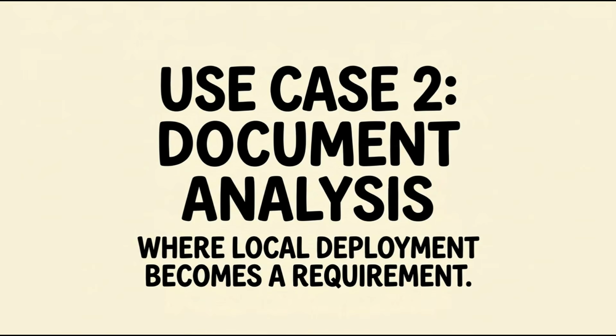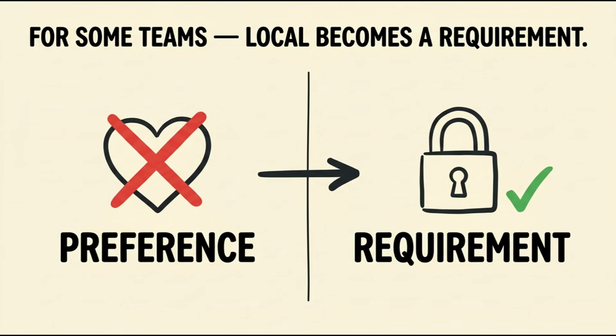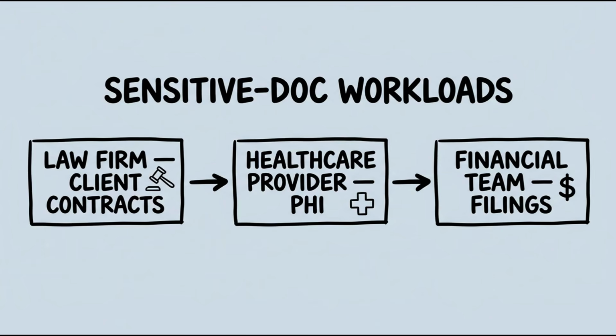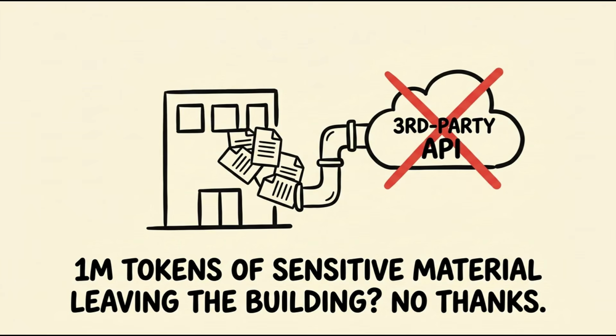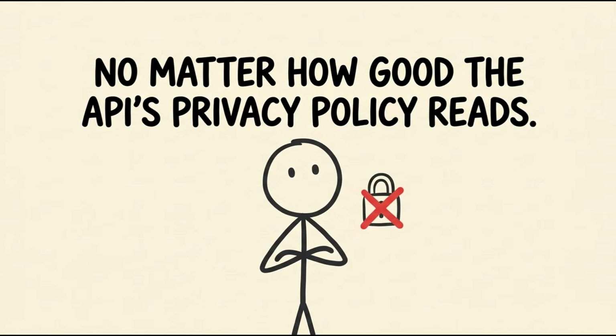Document analysis is the second real use case, and it's the one where local deployment stops being a preference and starts being a requirement for some teams. A law firm processing client contracts, a healthcare provider handling protected health information, a financial team analyzing proprietary filings. None of those want a million tokens of sensitive material leaving the building through a third-party API, no matter how good that API's privacy policy reads.